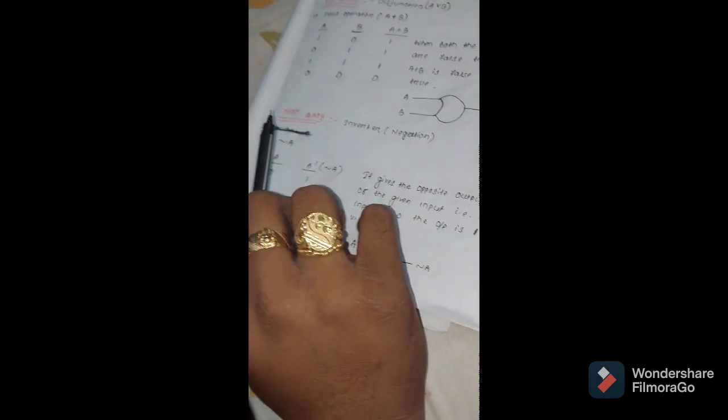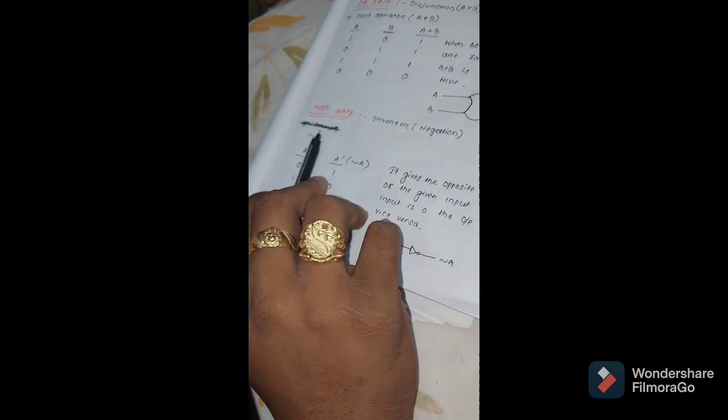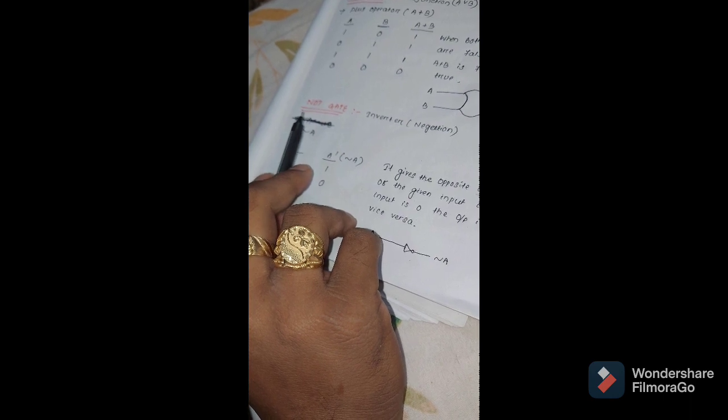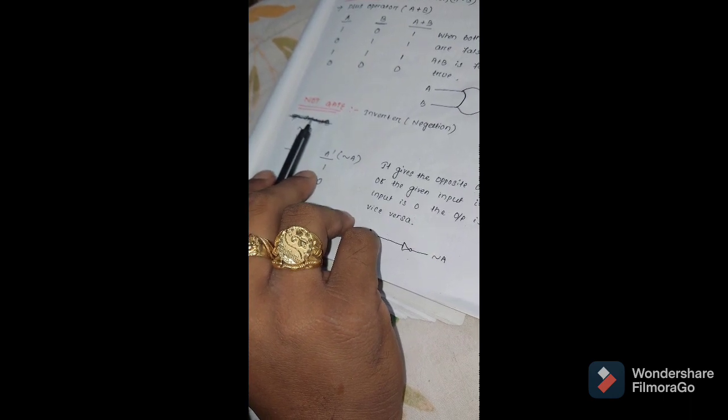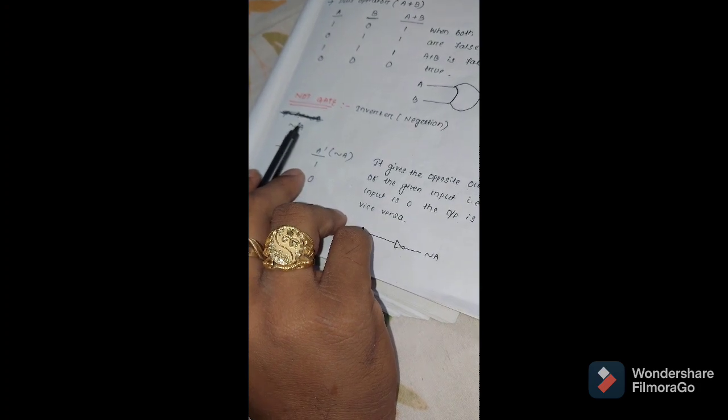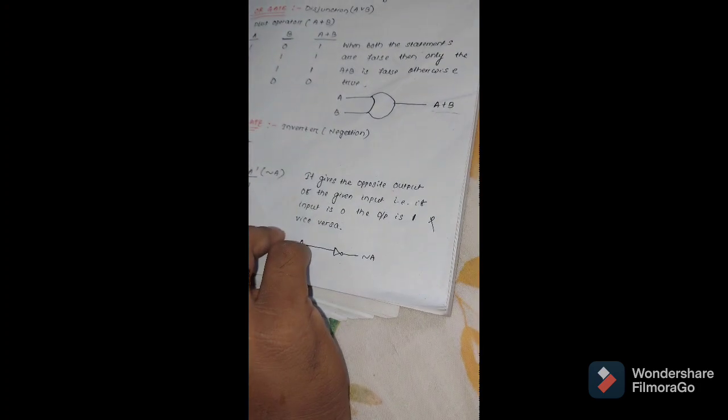Now coming to the last one, basic operation of Boolean algebra, which is known as the NOT gate. This is otherwise also known as the inverter gate, and also as negation. Negation means opposite. That means it gives the value opposite of the given input. That means if the input is 1, then it will provide the answer as 0. If the input is 0, it will provide the answer as 1.